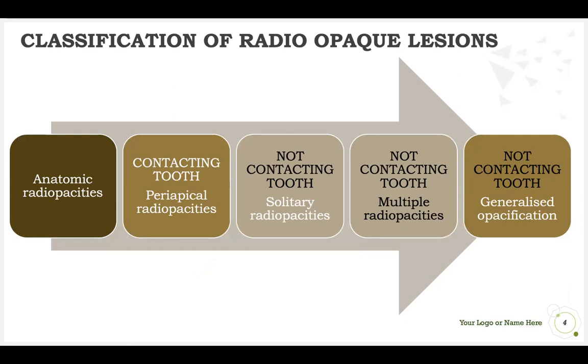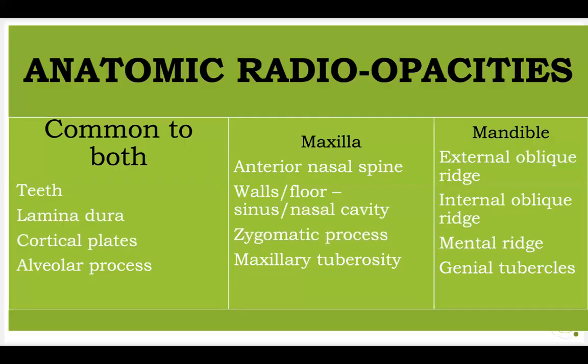First is the anatomic radiopacities. Then there are radiopacities contacting the tooth and radiopacities not contacting the tooth. These radiopacities not contacting the tooth are again divided as solitary, multiple, and generalized opacification.